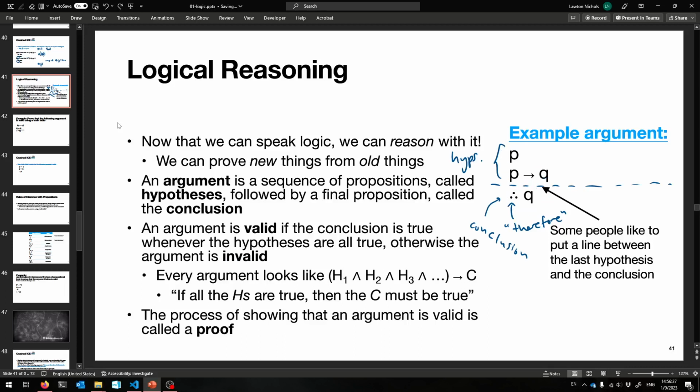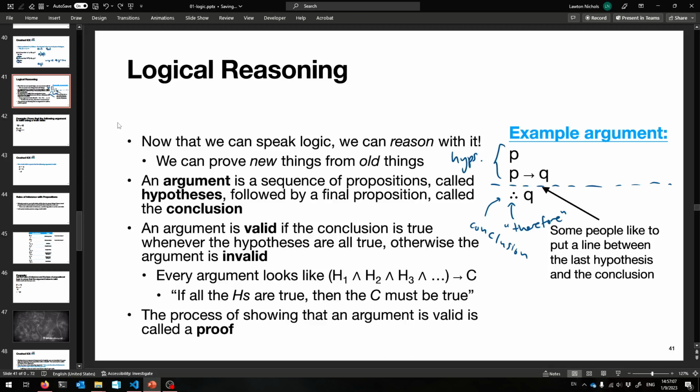So secretly, every argument is just a bunch of the hypotheses anded together, and then an if-then statement. If all of these hypotheses are true, then this conclusion is true. That's what an argument is saying, under those assumptions. So how do you assume that all of them are true? Just assume, well, if this one's true, and this one's true, and this one's true, all of them, then, that's what the implication means, the conclusion is true. If all the H's are true, then the C must be true. That would be a valid argument.